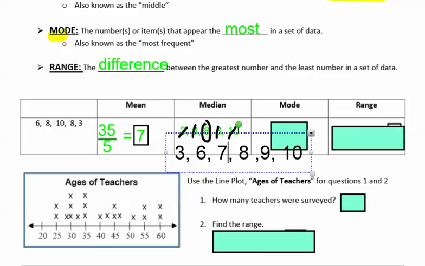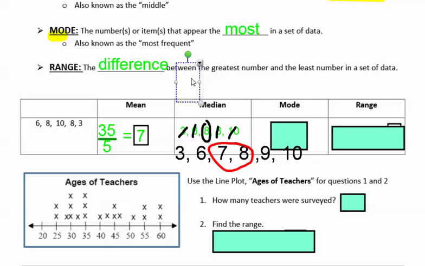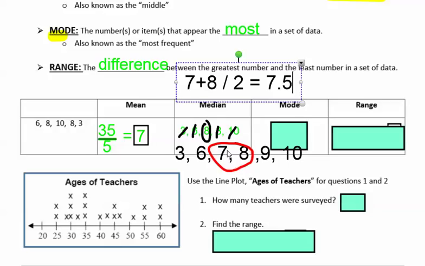All right, so now our middle number would have been these two. Well, we're not going to pick both of them. Instead, if you have 2 numbers in the middle, what you would do is you would add them, and then you would divide by 2. You would find the average of those 2 numbers, and that would have given us 7.5. Okay, so if there's not just one middle number, but if there's 2 in the middle, you would have to find their mean. Okay, so that's just an extra tidbit.